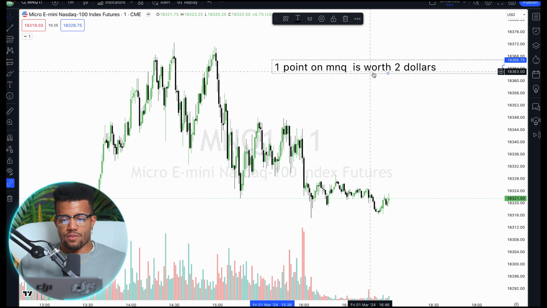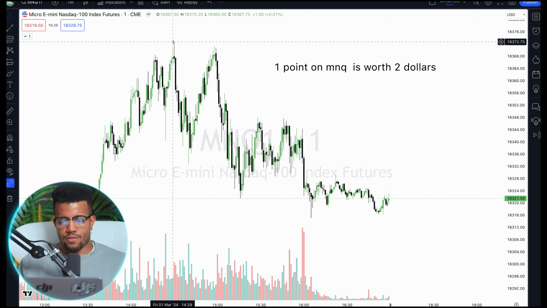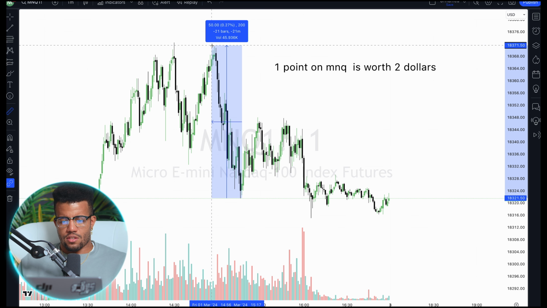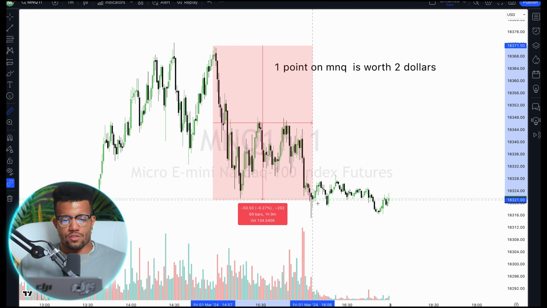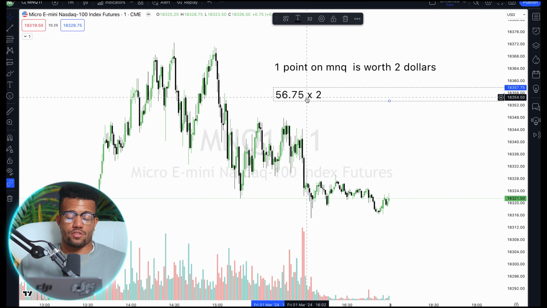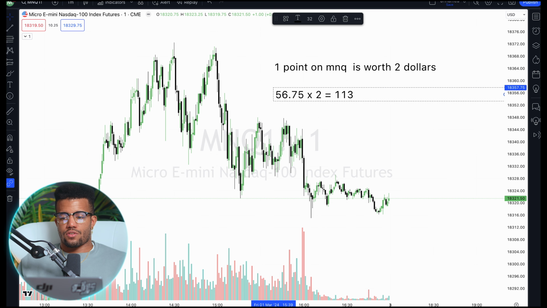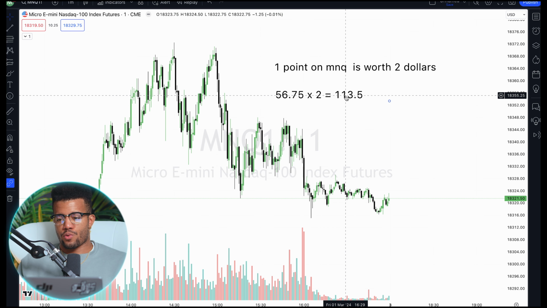So our movement from top to bottom, again, let's just measure it from this high to here. That was 56.75 points. Okay. 56.75 points times 2. You can do that math in your head. It's 112 plus 0.75 times 2 is $1.50, so $113.50. Okay, dollars, on MNQ, because 1 point is worth $2.